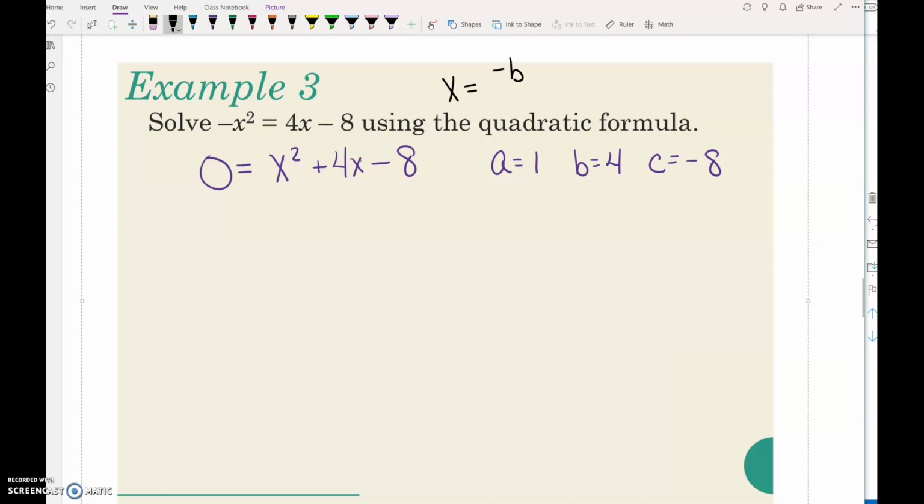X equals opposite of b plus or minus the square root of b squared minus 4ac all over 2a. I want you to pause the video and give this one a try on your own. Try doing this problem on your own. See if you can get all the way to the end. Play the video once you're stuck or once you're done and you want to check your work.